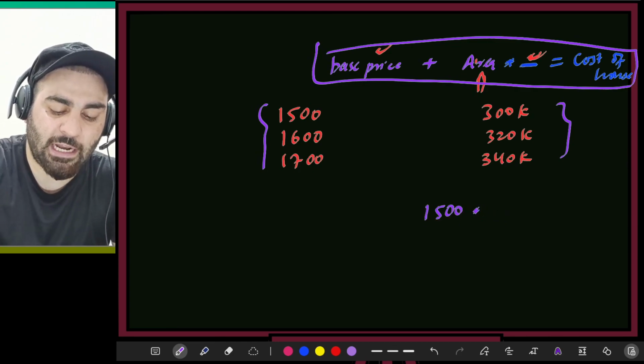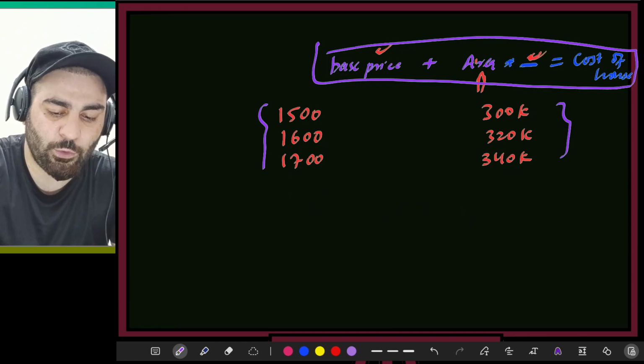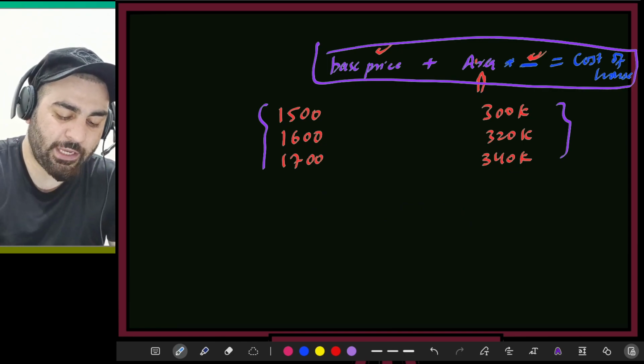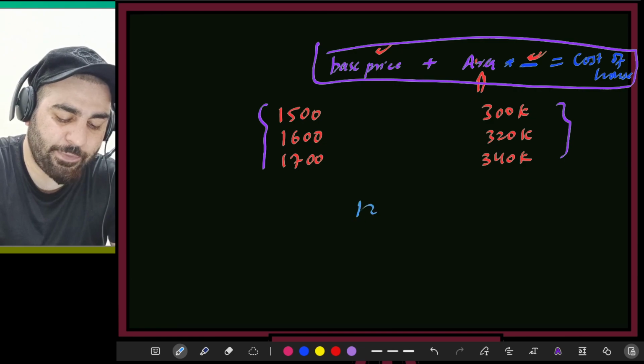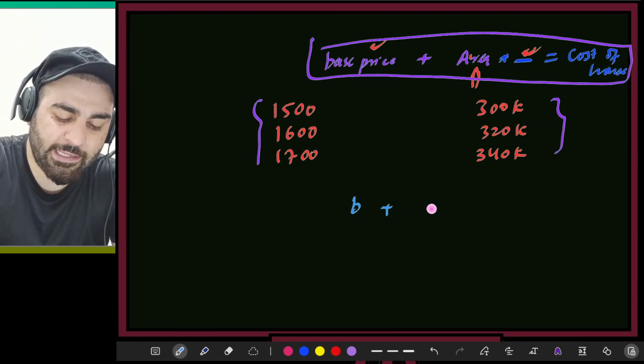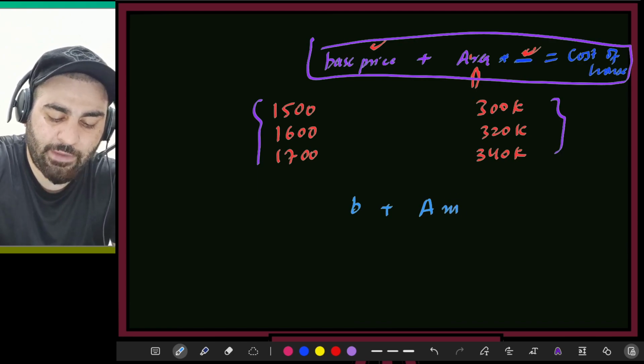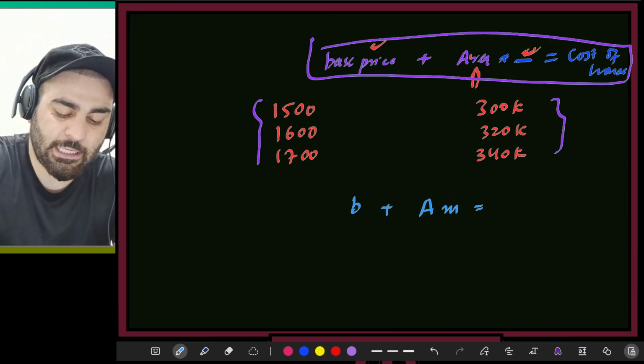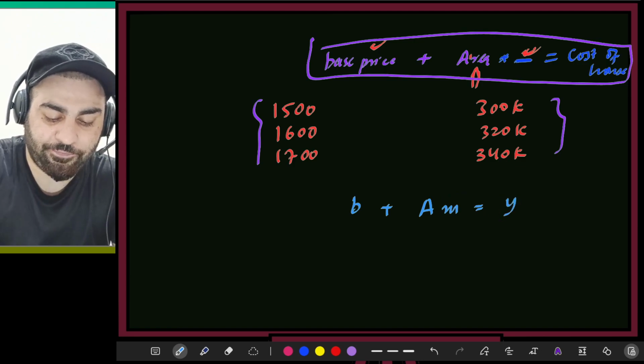So now if you see that, I can make two equations. So how can I make equations? I can say, let's suppose base price is B, plus my area is, let's suppose capital A, and then multiplied by M. M is the per unit cost. This is equal to, let's suppose, some Y.